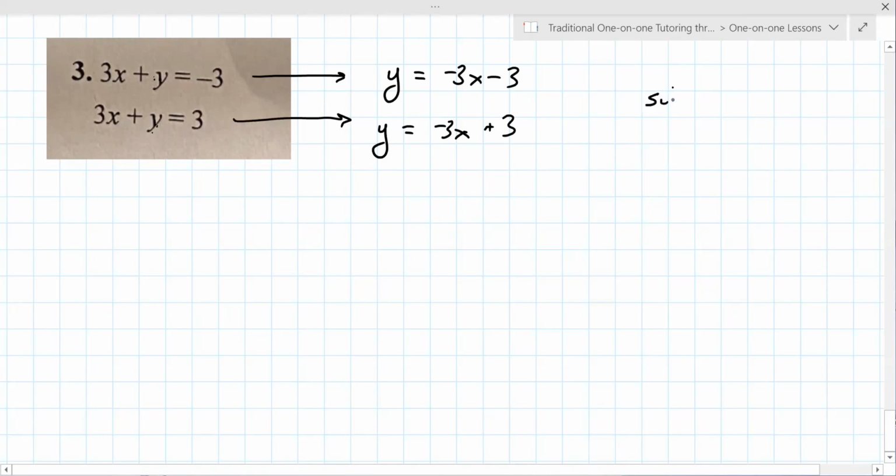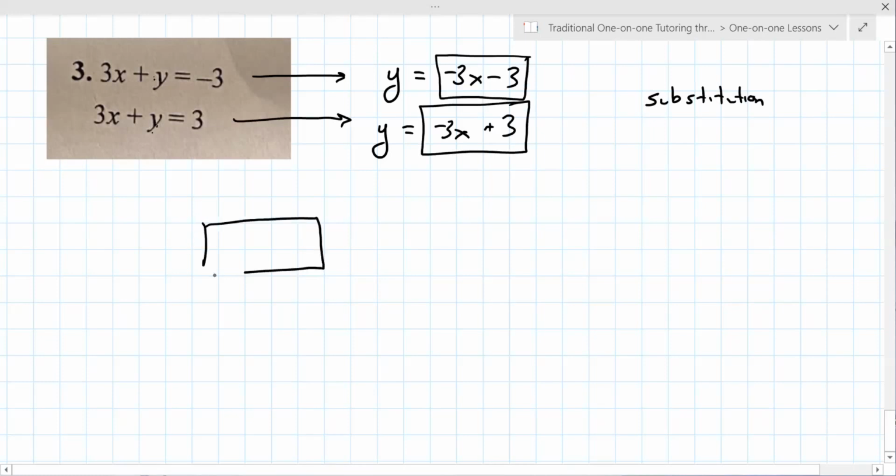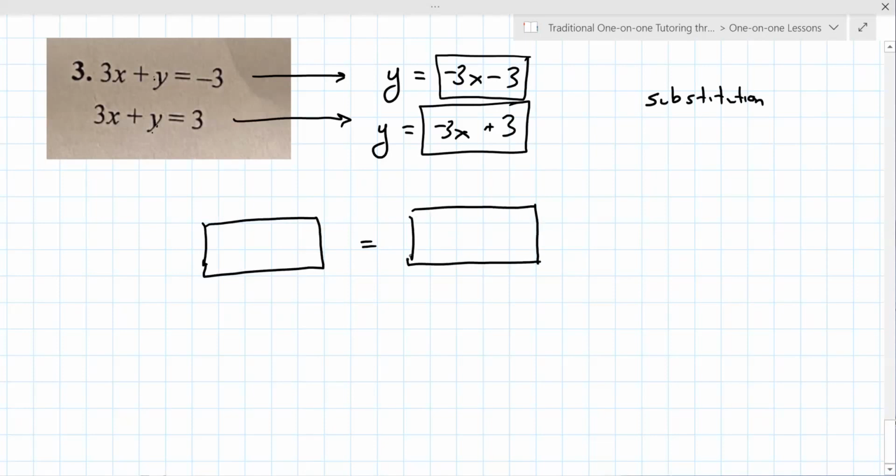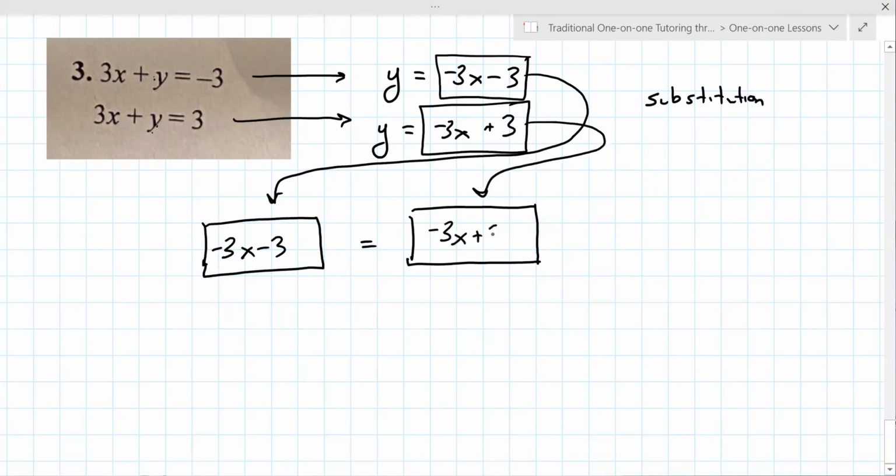The most common substitution problem you might see is you literally set each box equal to each other. You set the thing in box 1 equal to the thing in box 2. So it's like taking this first one and putting it on the left, -3x minus 3, and the second one on the right, -3x plus 3. You just set them equal to each other. Okay, so now I'm going to write it without the box.